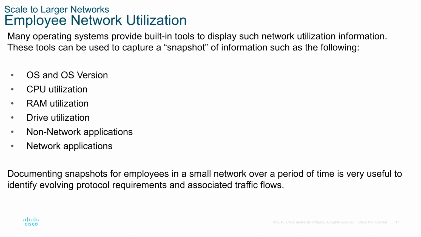These tools can be used to capture a snapshot of information, such as the following: the operating system and the operating system version, CPU utilization, RAM utilization, drive utilization, non-network applications, as well as network applications. Documenting these snapshots for employees in a small network over a period of time is very useful to identify evolving protocol requirements and associated traffic flows.